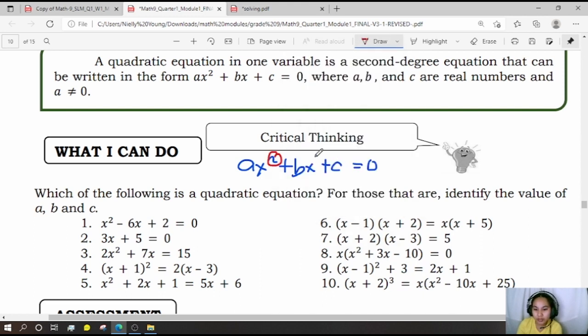Degree ng x is 1. The highest degree or highest power must be 2. If that is 3, example x cubed, then it's not a quadratic equation. If it is x raised to 1 or x, that is also not a quadratic equation. That should be x squared or y squared or b squared, because the highest power is equal to 2. Okay, so let us determine the numbers that are quadratic.